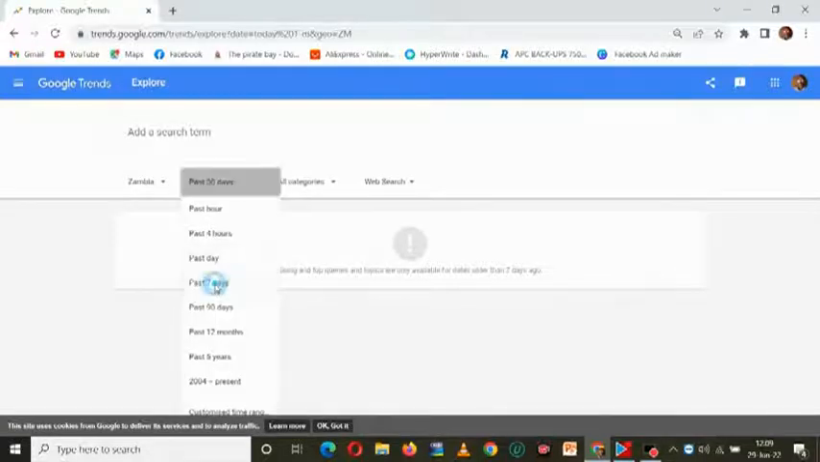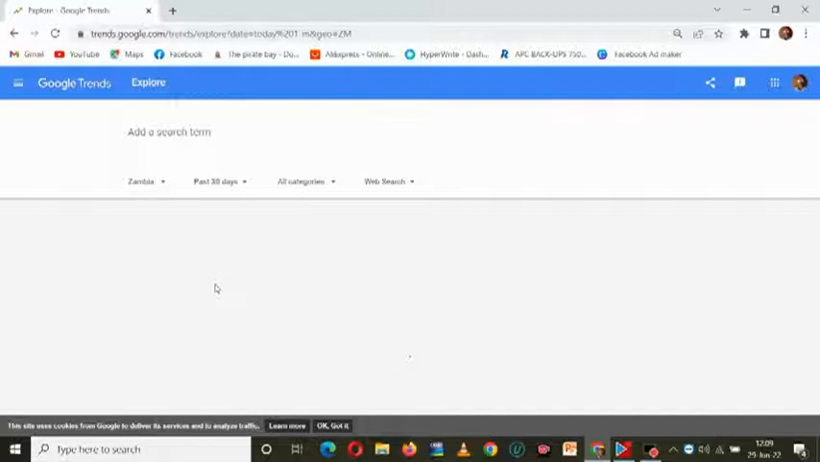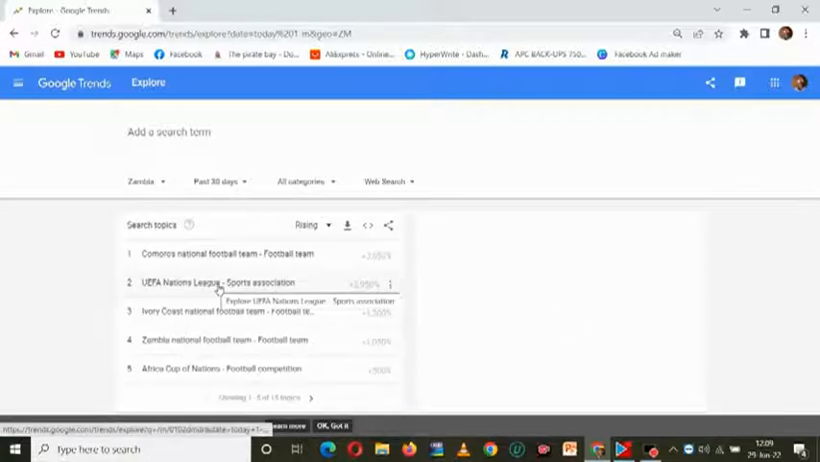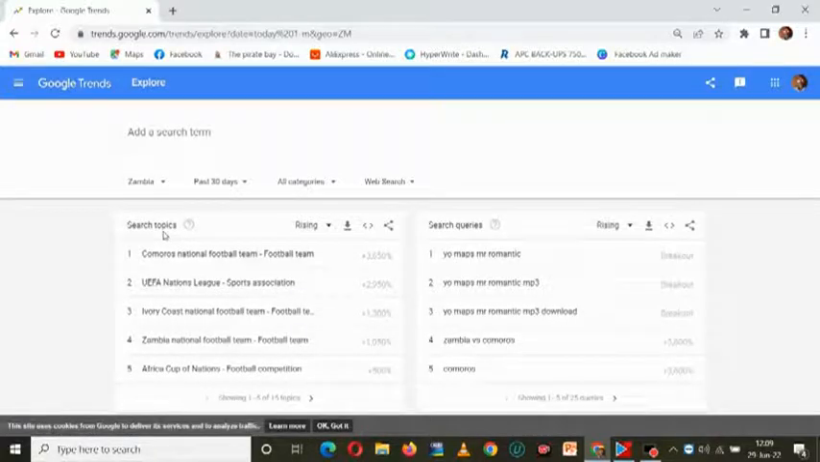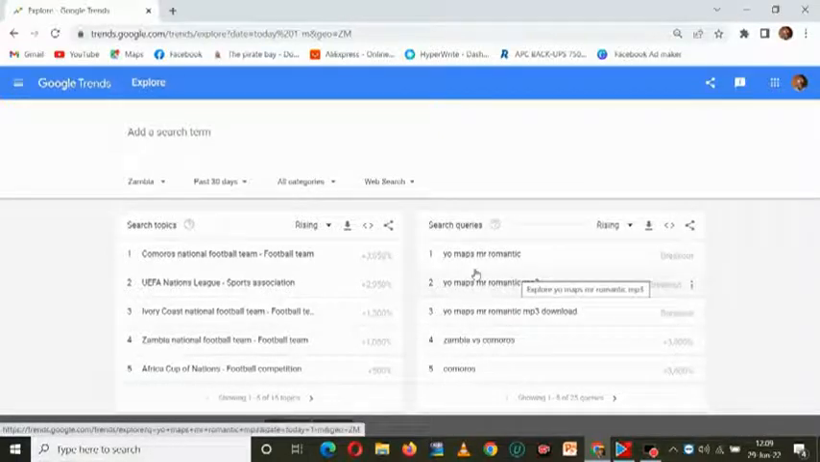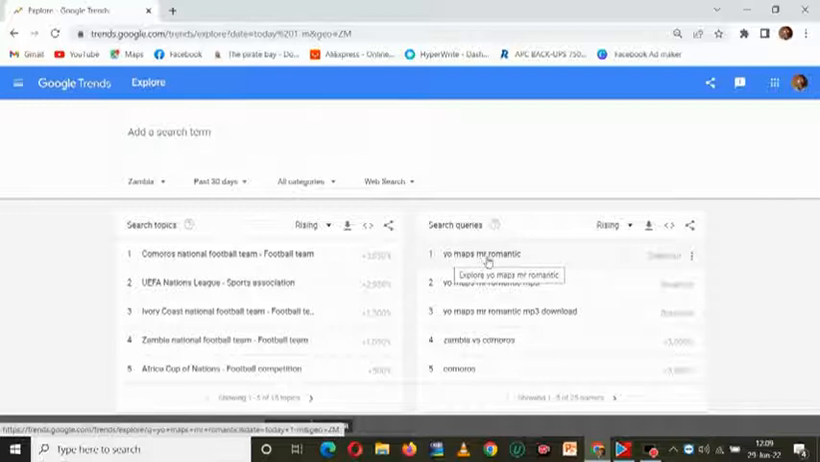So I'll go to 30 days, the past 30 days. What have people been talking about? So that has come. Here, search topic. These are the search topics, and these are the queries, what people have been typing. You can see in the past 30 days in Zambia, people have been querying, say, Your Maps, Mr.